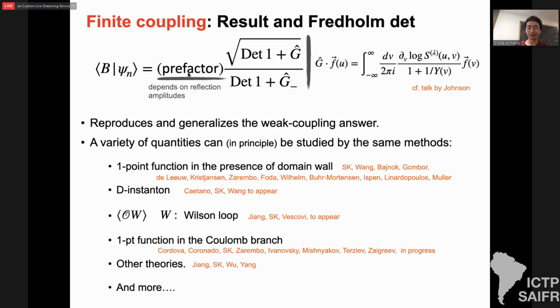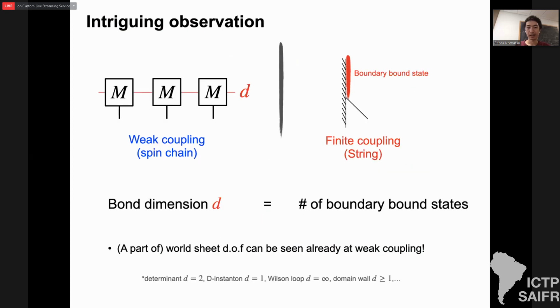This overlap is given by two factors. The first factor is some free factor, which depends on the details of the reflection amplitudes. And the second factor is the Fredholm determinants, which also showed up in the talk by Clifford last week. But here it takes a little bit more complicated form, because this integral kernel actually acts on a vector-valued function rather than a single function, because this S is a matrix. But the details are probably not so important. What's important is that it reproduces and generalizes the weak coupling answer. And furthermore, what's nice about this method is that a variety of quantities can, in principle, be studied by the same methods, including things like instantons. And let me just highlight one intriguing observation.